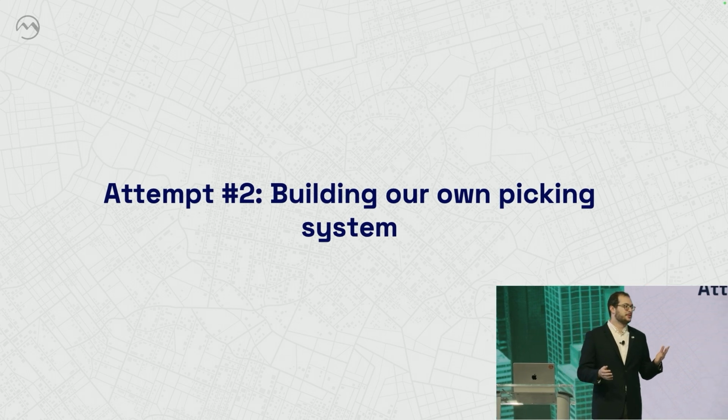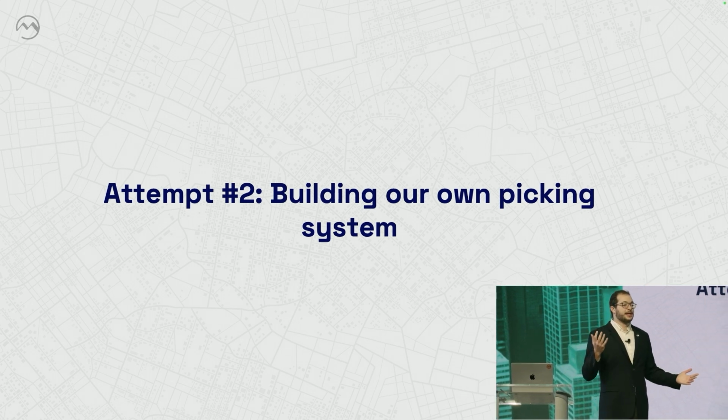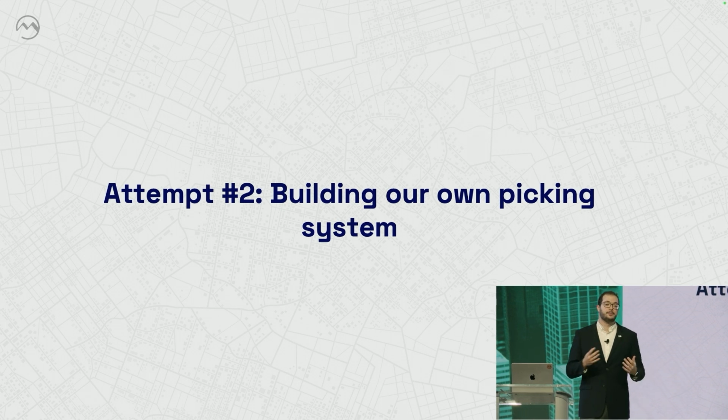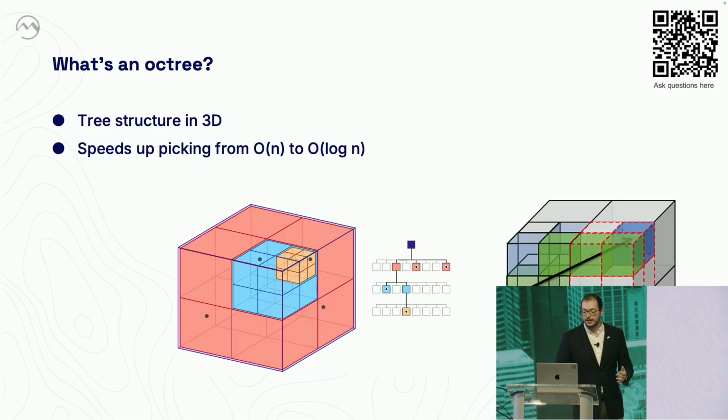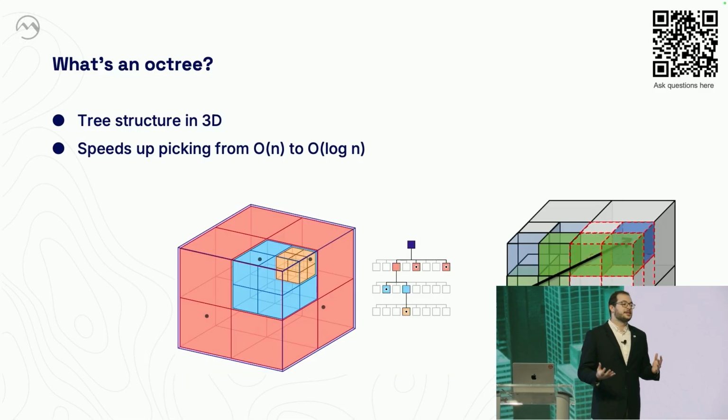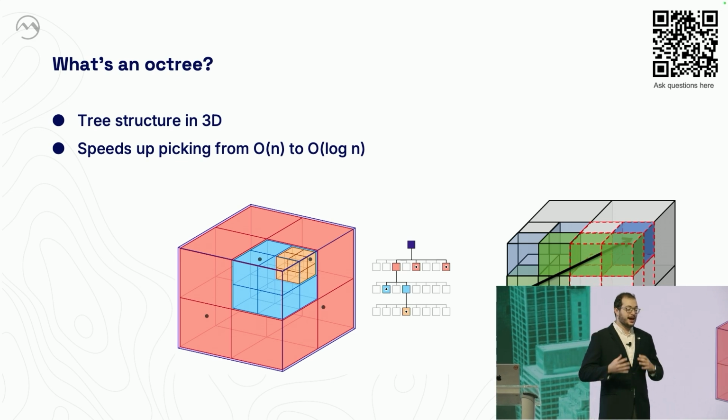So attempt number 2, we were just going to build our own picking system. Just like how we had built our own picking system for all of our geometry-based tools, we were going to do it for our point cloud. So to explain what's going on here, I want to talk about what an octree is.